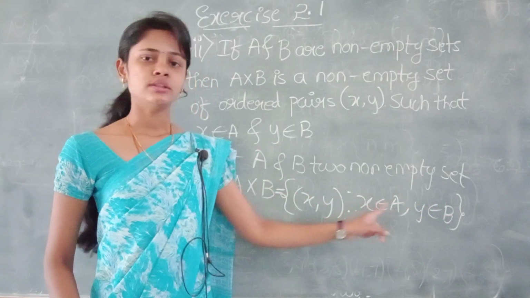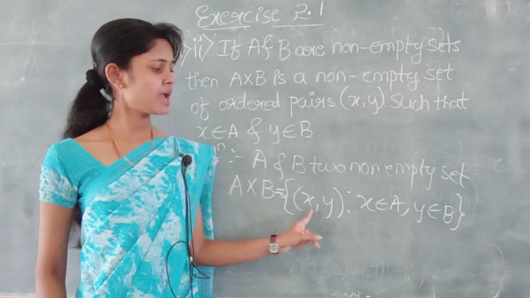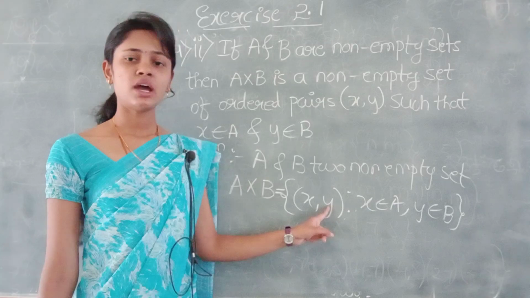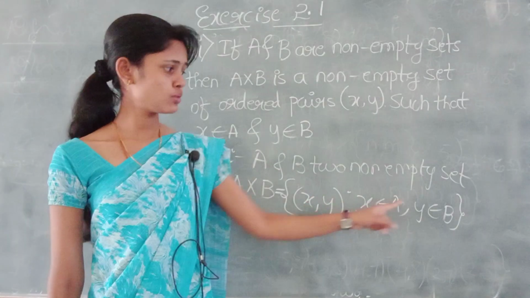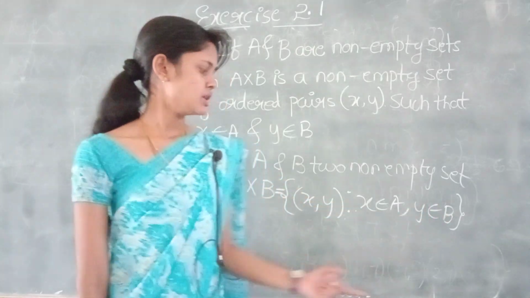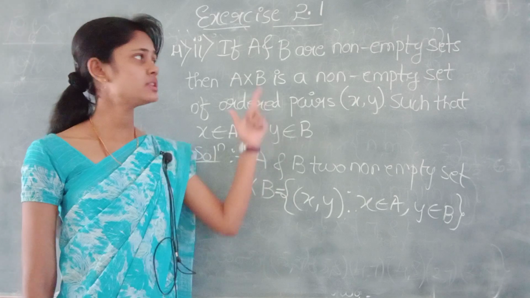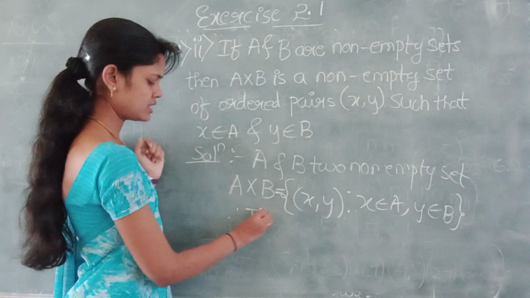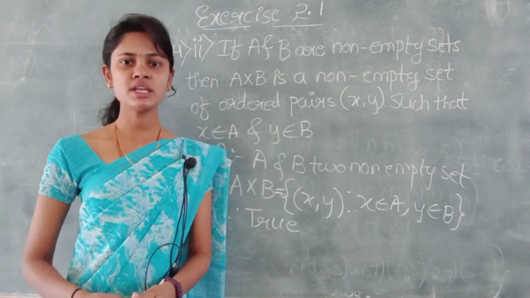Here the first set is A, so the first element in the ordered pair is x. x belongs to what? A. And then in the ordered pair, the second element is y. That y must belong to what? The second set B. Therefore, this definition is for the Cartesian product. Therefore, the given statement is true. Right? Therefore, it is a true statement.